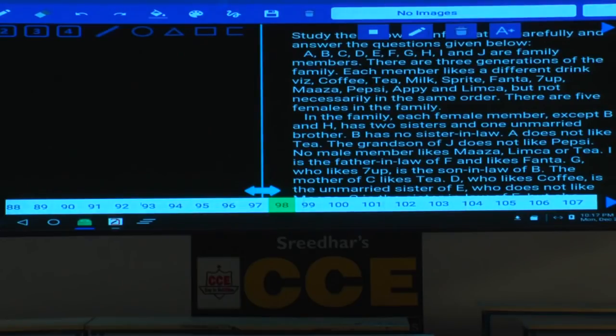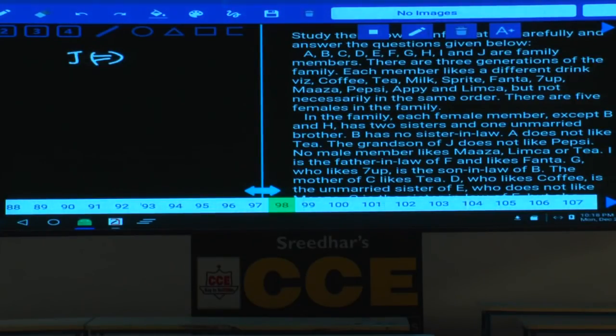The grandson of J does not like Pepsi. Now J is having a grandson. Tell me, if J is having a grandson, then where should this J be? J must be in the first generation, isn't it? J is at the first generation. Now this J got married to someone, isn't it? And the grandson of J does not like Pepsi. Now J comes into the first generation. Is J male or female? As of now we cannot determine, isn't it?